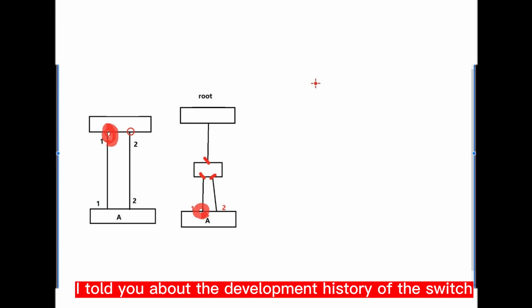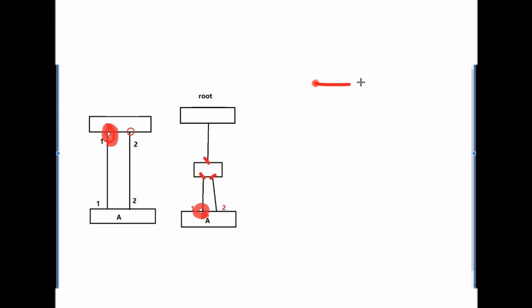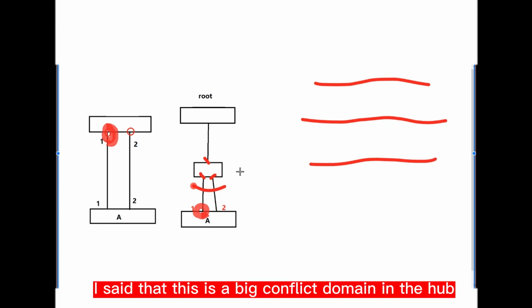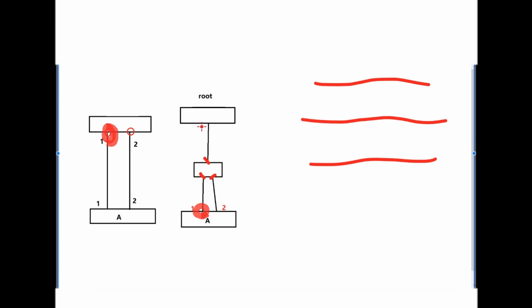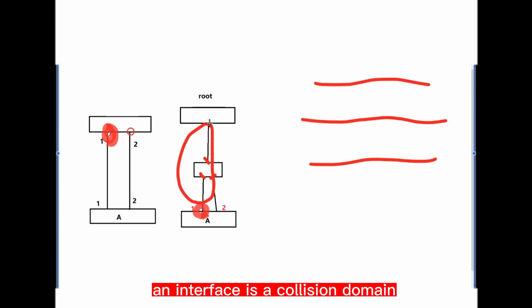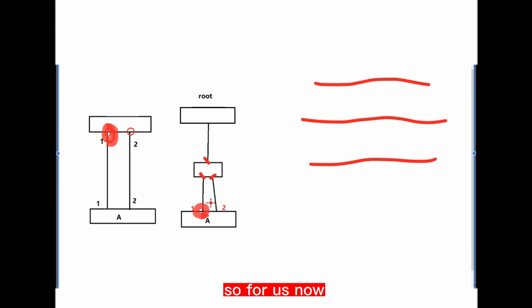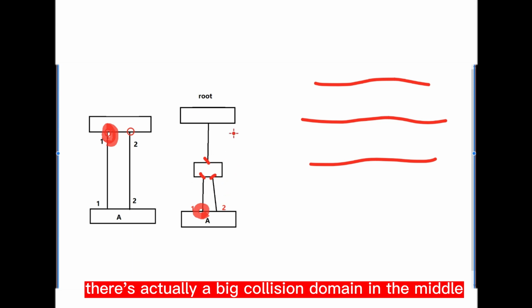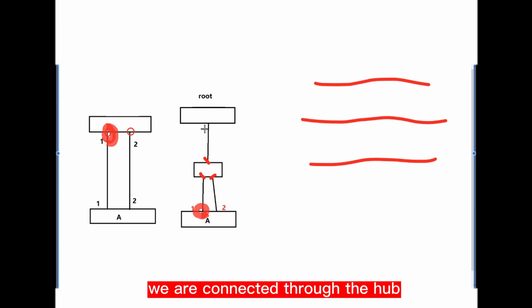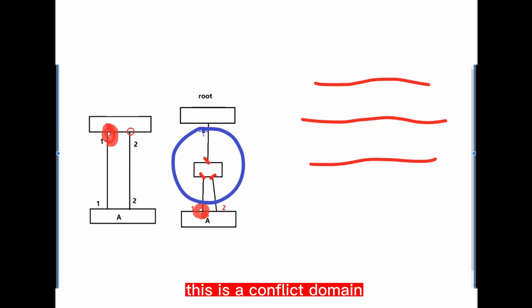I told you about the development history of the switch before. Hub. Bridge. Switch. A switch is a high-order bridge. I said that in the hub this is one big collision domain. The best improvement made by the switch is that an interface is a collision domain. So for us now, this is a collision domain. But for hub networking, there's actually a big collision domain in the middle. That is, in this environment, we are connected through the hub. This is a collision domain.